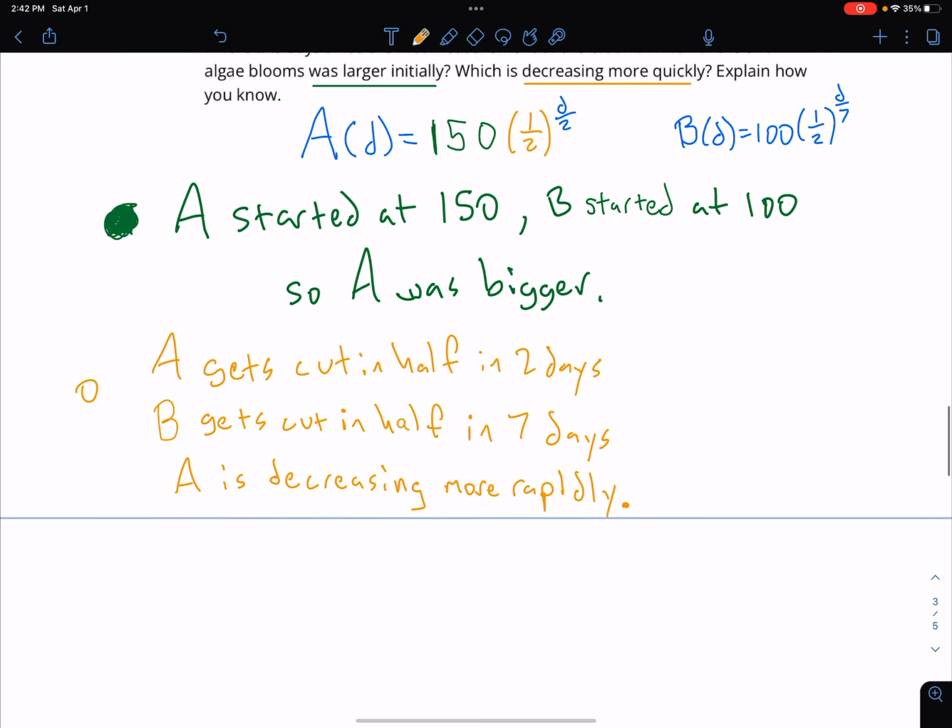Here's the second part of that question. So look at your table. Look at where you started at 150. Look at where they started at 100. Try to think about how many days it took their pond scum to die and how many days it took your pond scum to get cut in half.